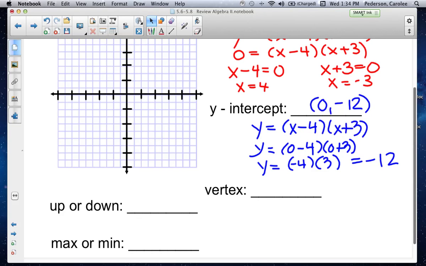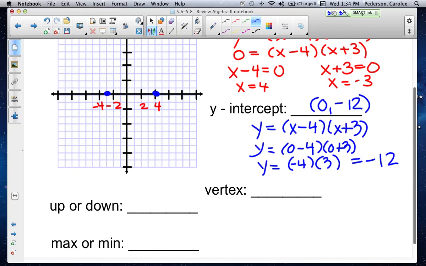The vertex. How do you find the vertex? Let's graph out what we have, just the x-intercepts maybe, to help us. So this would be 2, and 4, and negative 3. Whoops. Negative 2. Negative 4. Where is the axis of symmetry if I have those two x-intercepts? The middle of those two, yep.